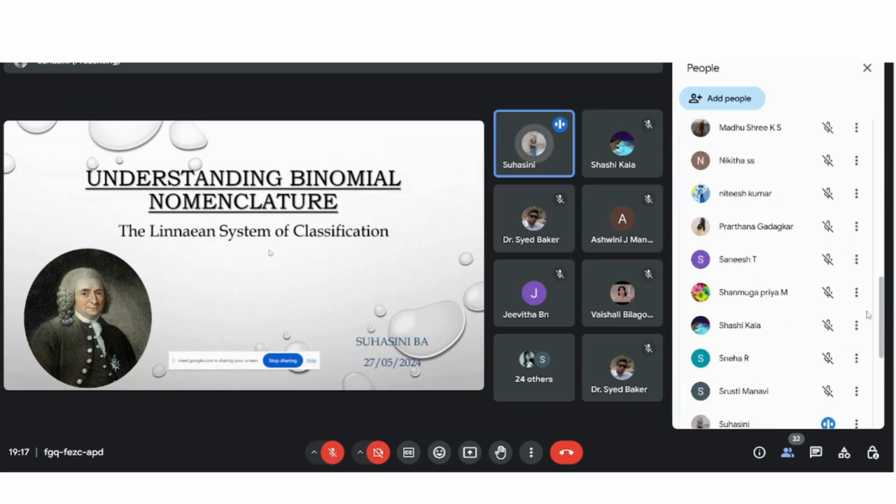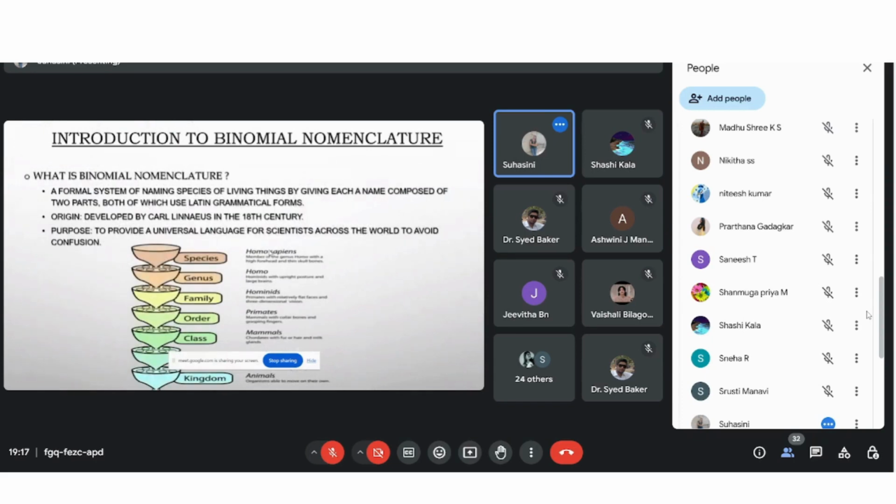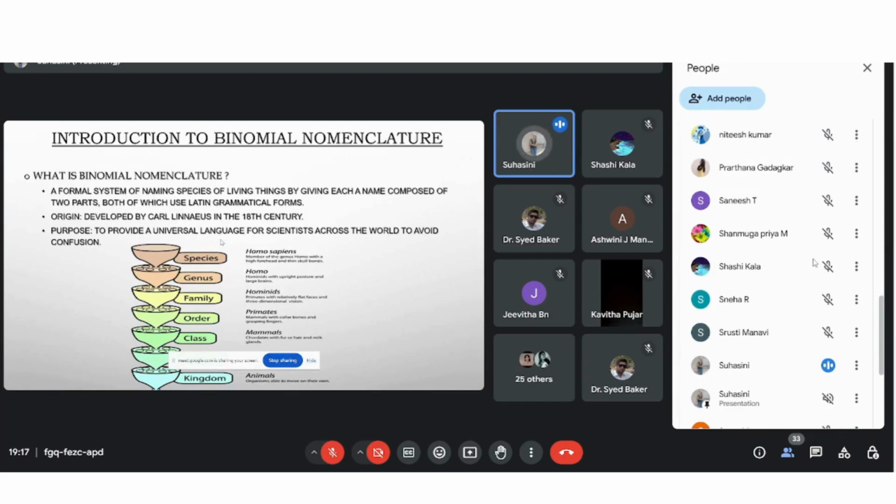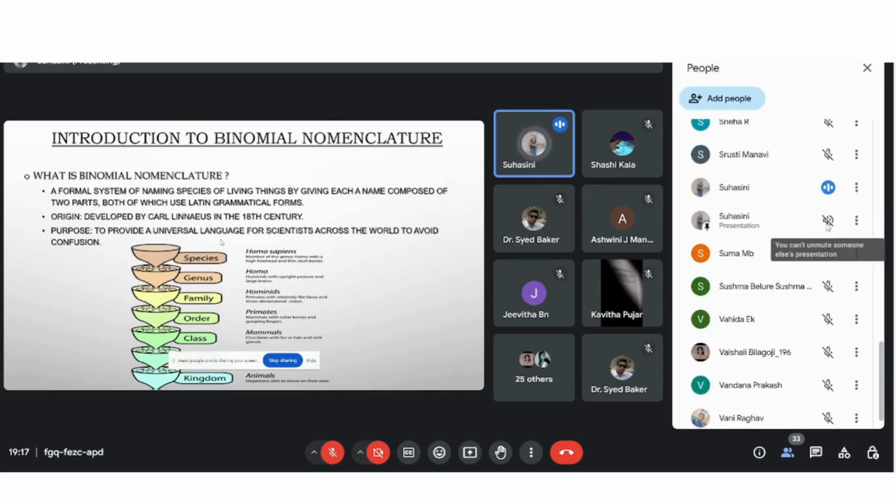Good evening, everybody. Today we are going to learn about binomial nomenclature. So, what is binomial nomenclature? It's a formal naming system which is composed of two parts, both of which use Latin grammatical forms, and it was developed by Carl Linnaeus in the 18th century.